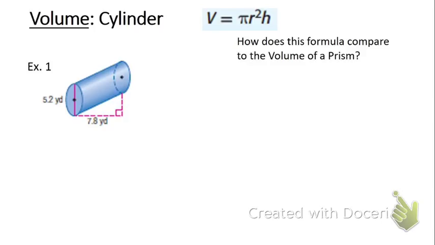Okay, we decided that the volume is pi r squared h. And how does this compare to our volume of a prism? Well, it's essentially the same. Our base area is just always a circle.